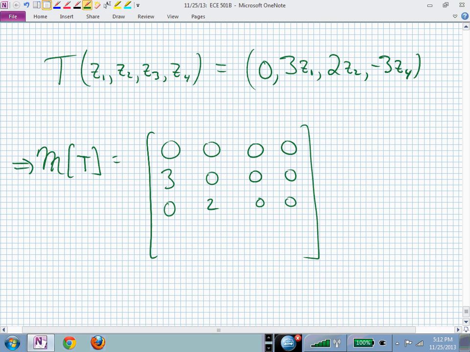What about the fourth row? Does everybody see that? That's now the matrix representation of T associated with this linear map T. Now, can you tell me the eigenvalues of that matrix representation?